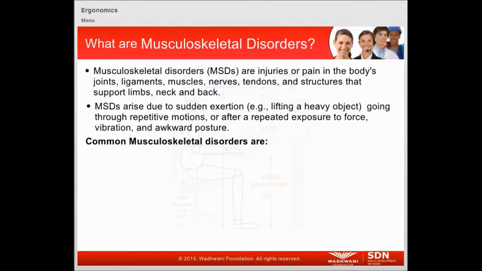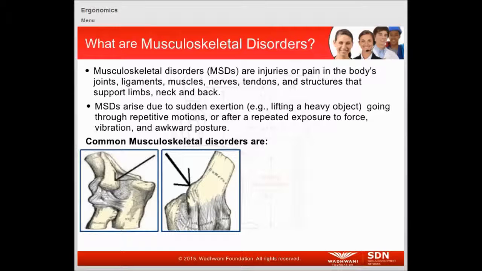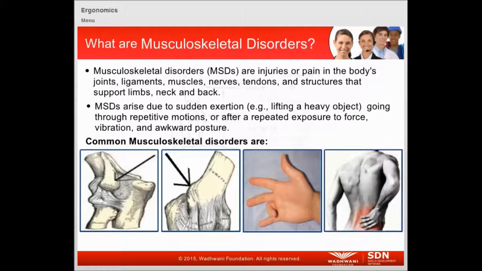Common musculoskeletal disorders are lateral epicondylitis, tennis elbow, medial epicondylitis, golfer's elbow, tenosynovitis of the finger, trigger finger, back strain or sprain. Click on each image to know more.